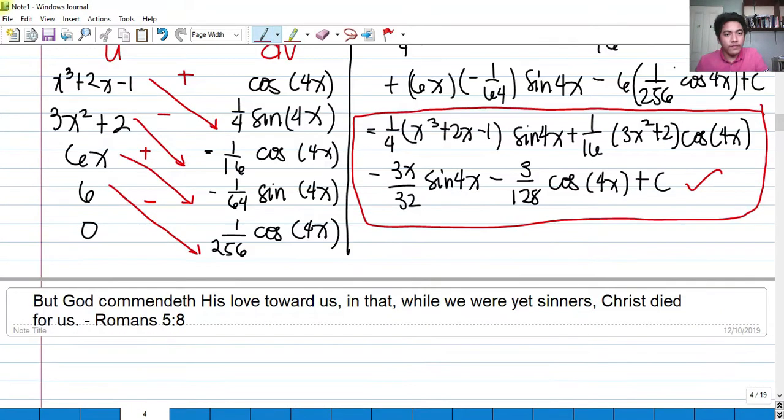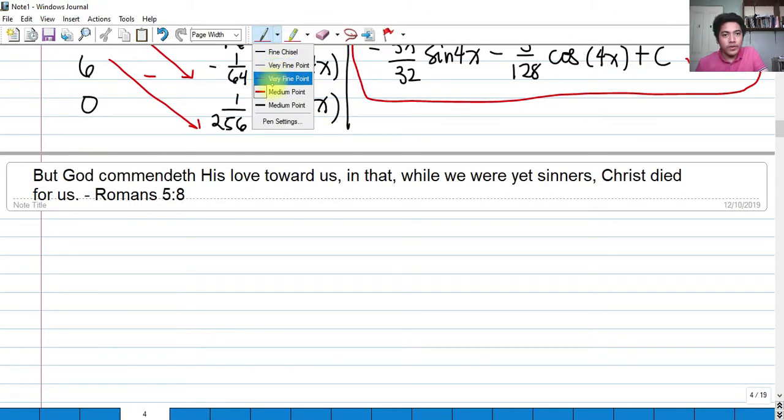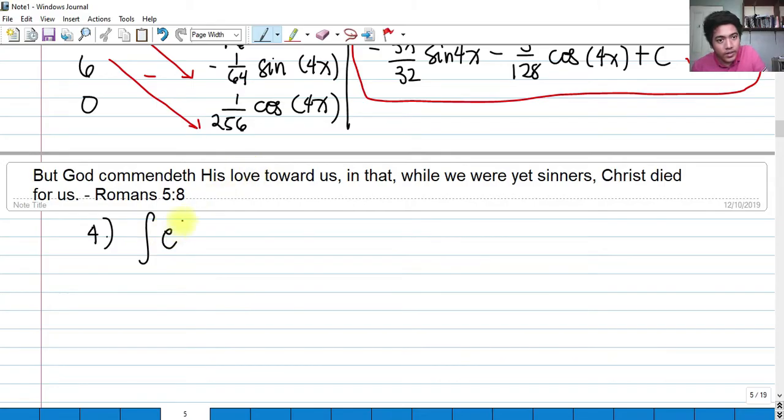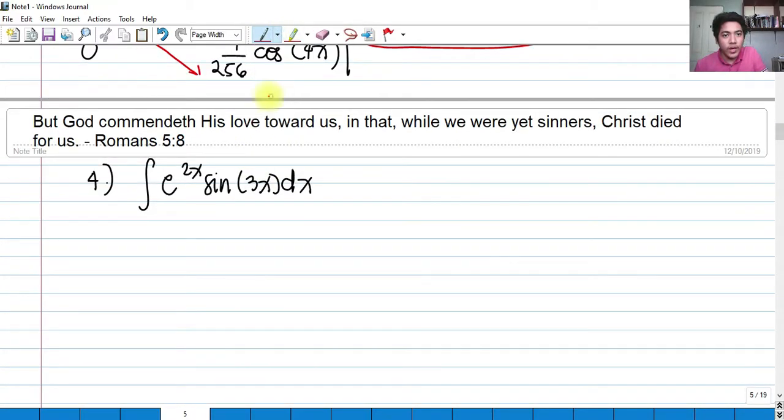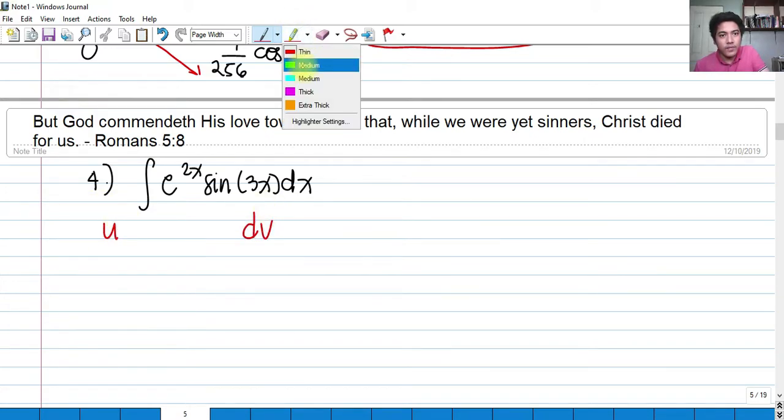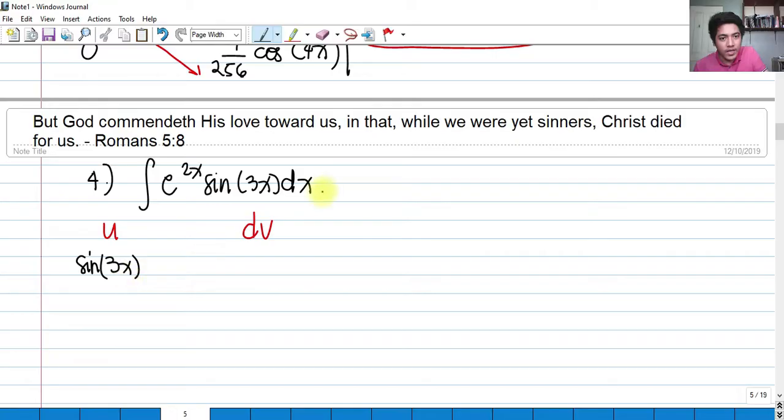So let's try to solve again for number 4. Number 4, the integral of e raised to 2x sine of 3x dx. Again, we're going to choose our u and dv. Our priority of choosing u is sine of 3x, and our dv is e raised to 2x.